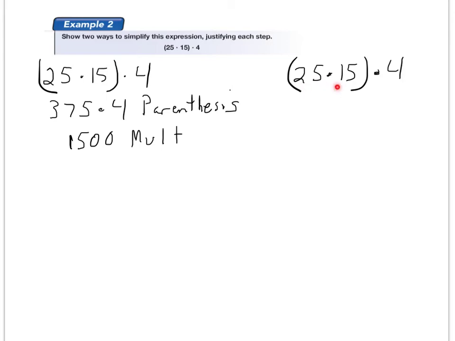So watch this. One thing that I can do is flip-flop these numbers so the 25 and the 4 end up being right next to each other. And I still can't change the parentheses because I can only do one thing at once. So I'm going to leave the parentheses in their same spot, which means they're going to go around the same two numbers. And I'm just going to flip them.